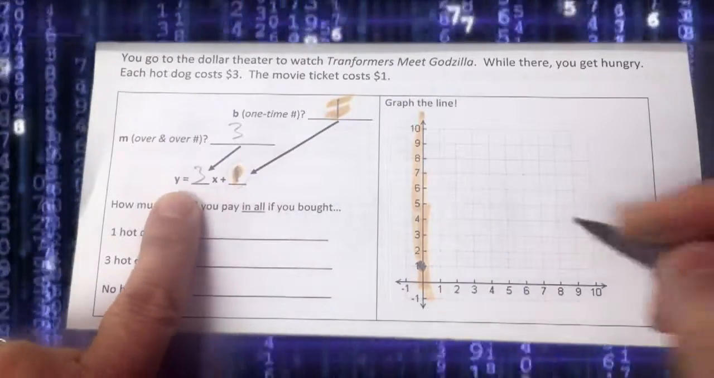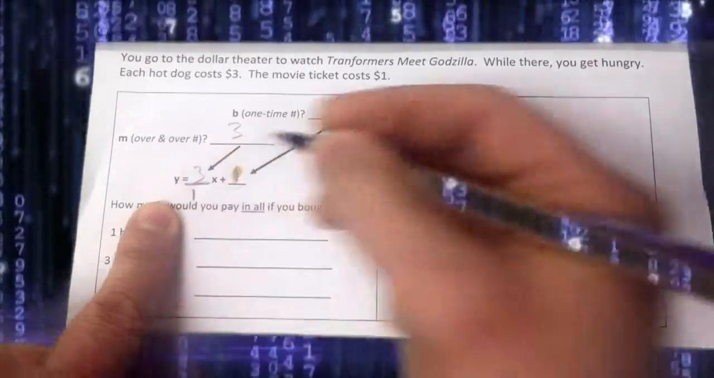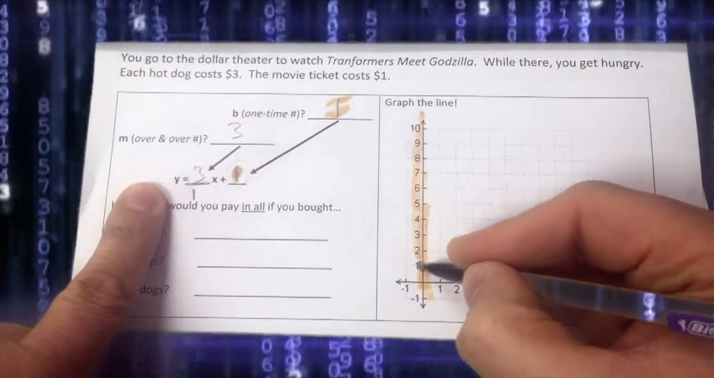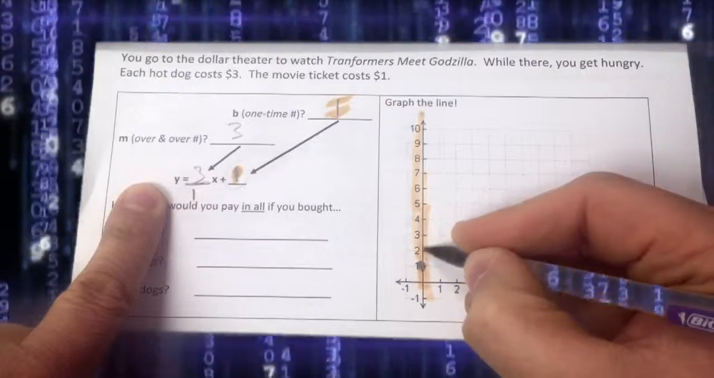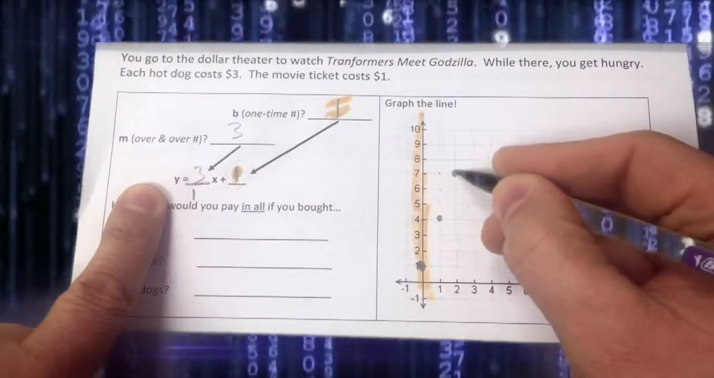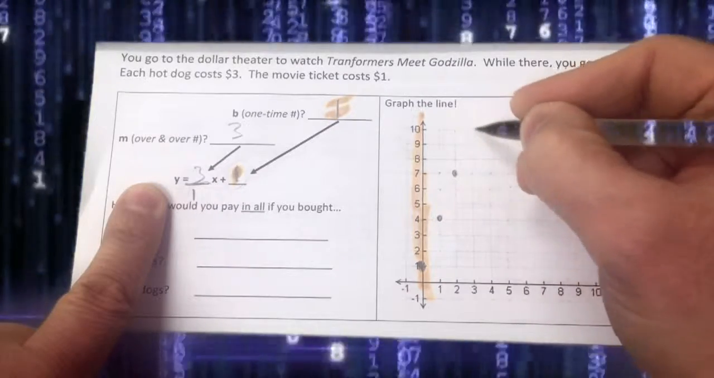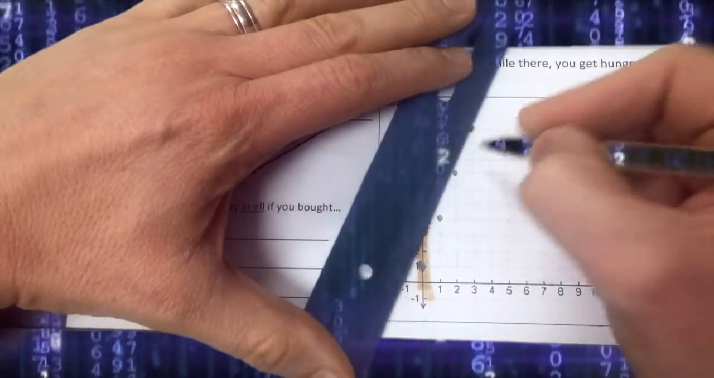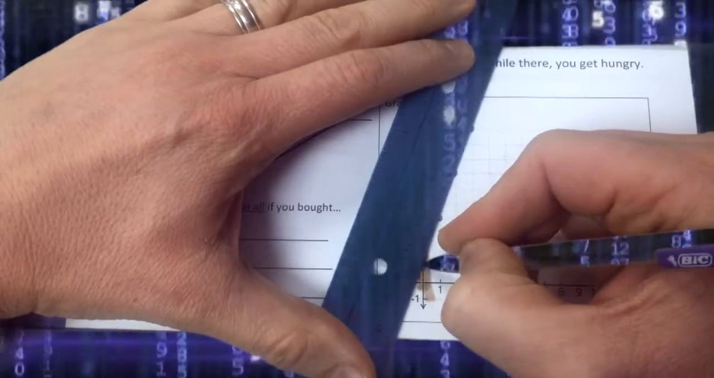Okay? Now I put a 1 on the bottom of this one because I need a rise over run for my m. I go up 3 from my starting point, up 3, 1 to the right. Up 3, 1 to the right. Up 3, 1 to the right. I can use my ruler and I can connect my points.